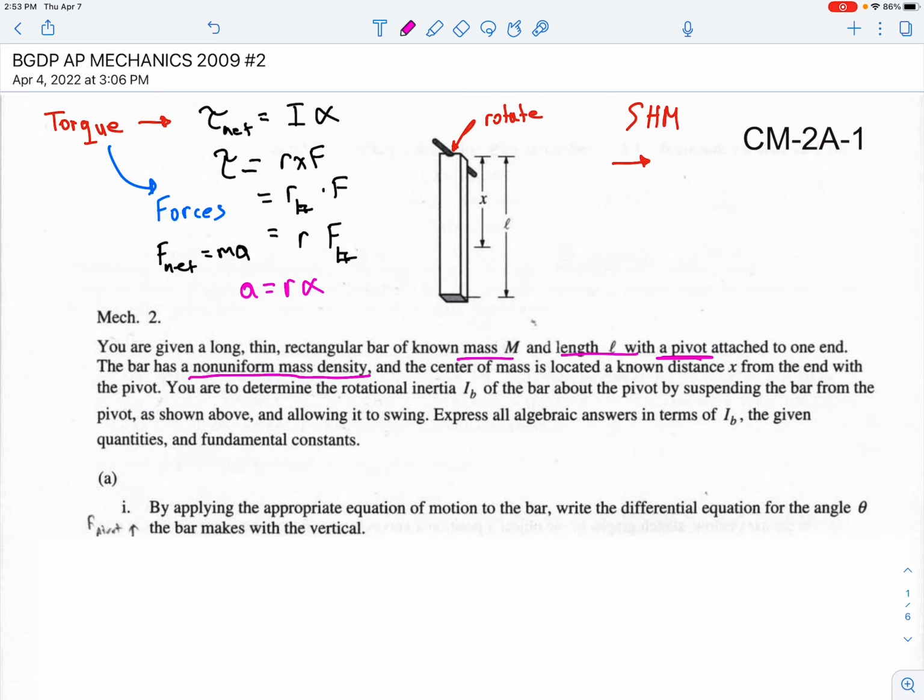The center of mass is located at X. So they're telling you where the center of mass is. Dope. Cool, I'll take that. From the end with the pivot, you are to determine the rotational inertia I_B of the bar about the pivot by suspending the bar from a pivot as shown above, allowing it to swing. So swing, that means I should be doing something like this. Express all algebraic answers in terms of I_B, and so on.